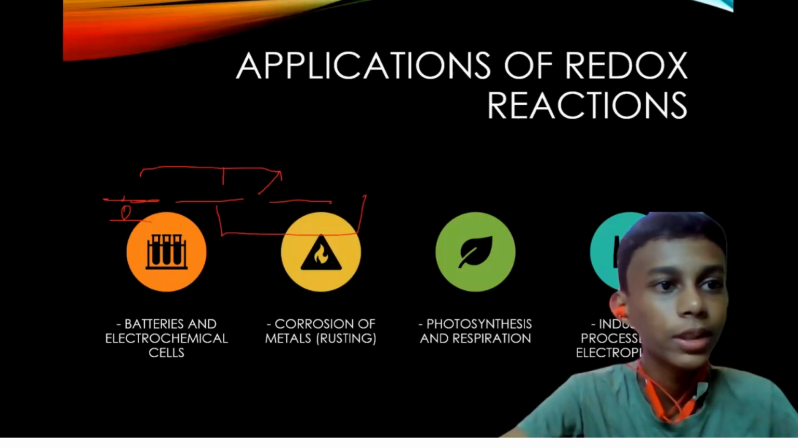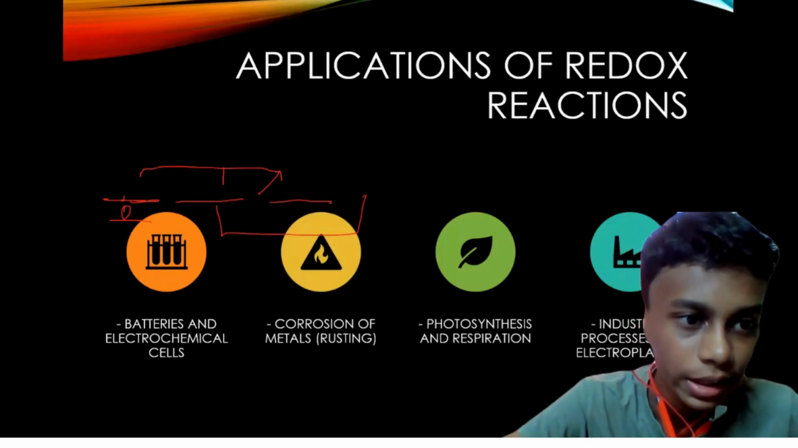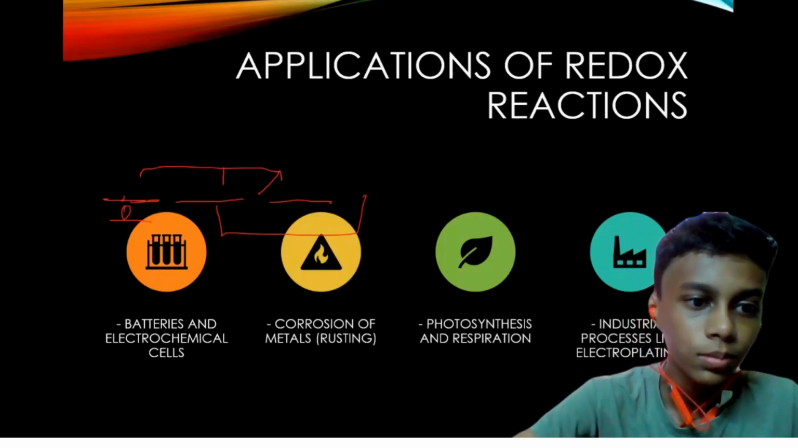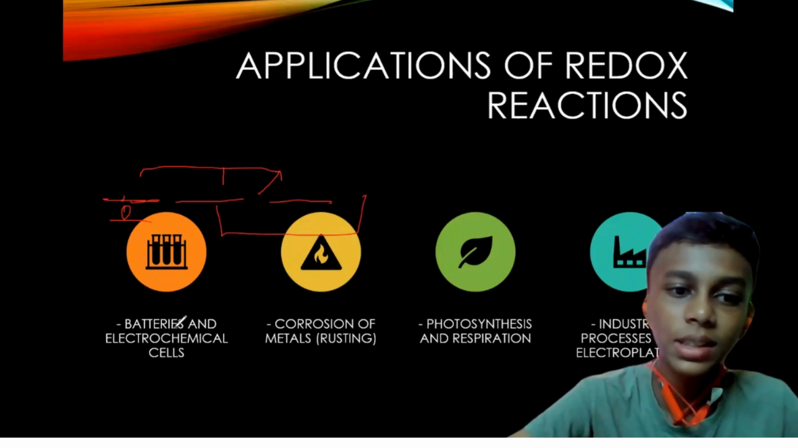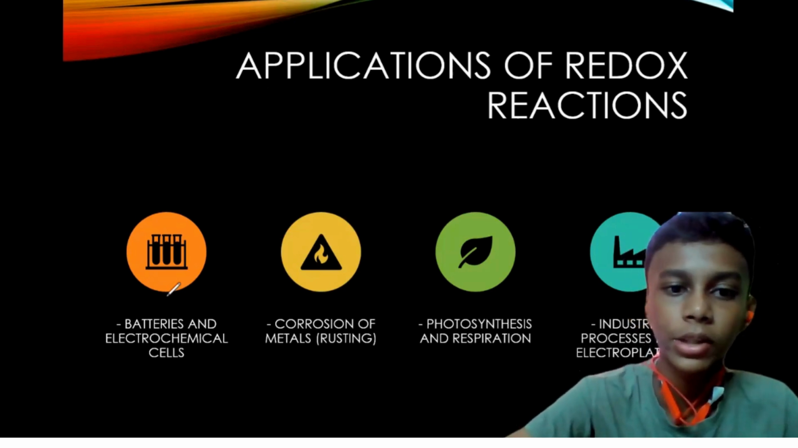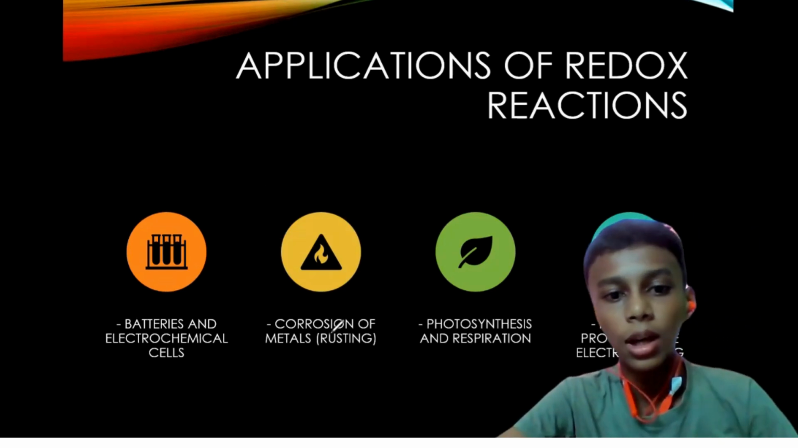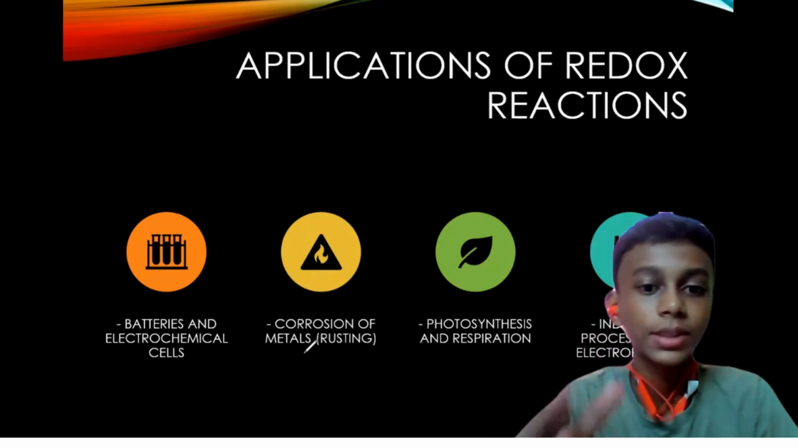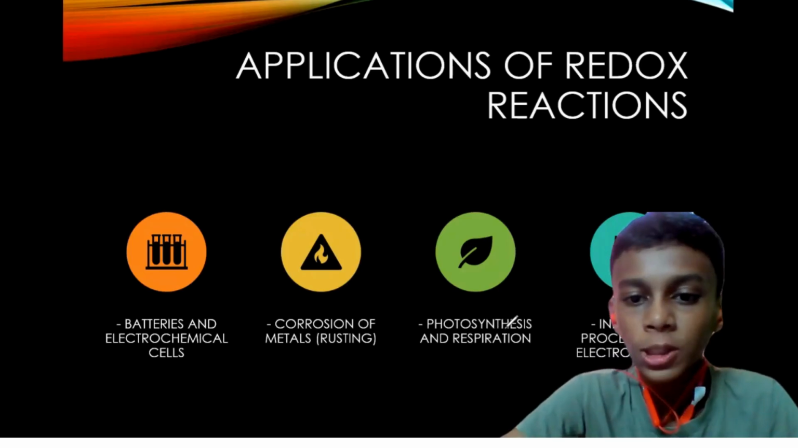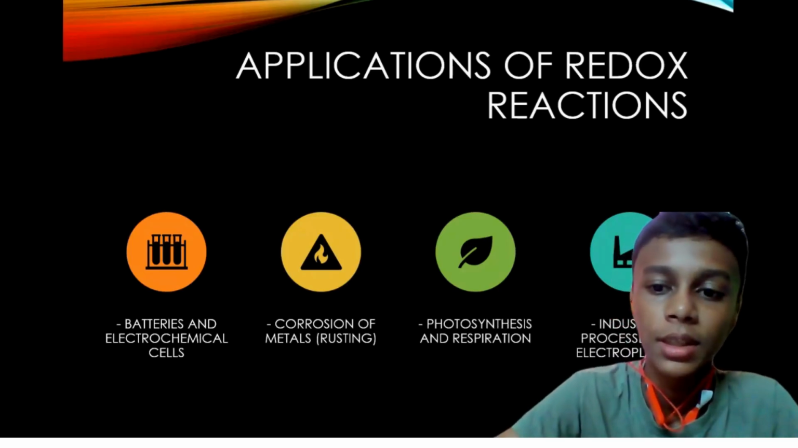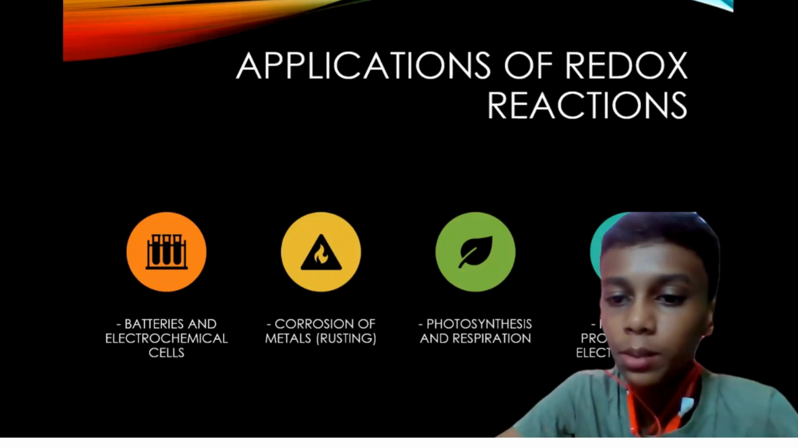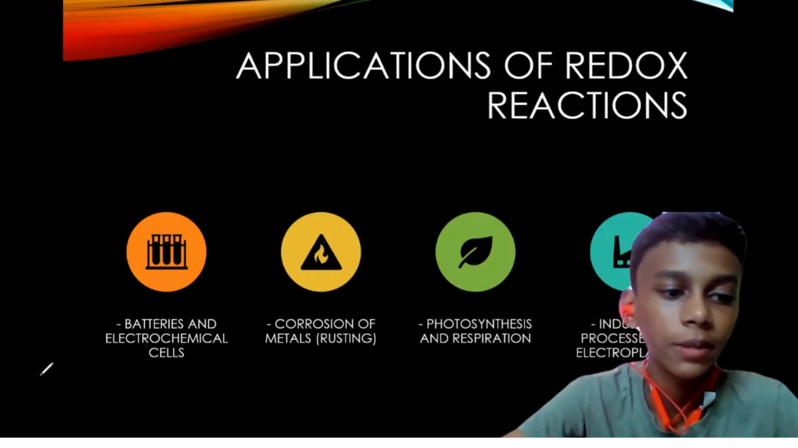Now let's move on with the applications of redox reactions. Redox reactions happen in batteries and electrochemical cells, corrosion of metals, which is rusting, photosynthesis and respiration. It also happens in industrial processes like electroplating.